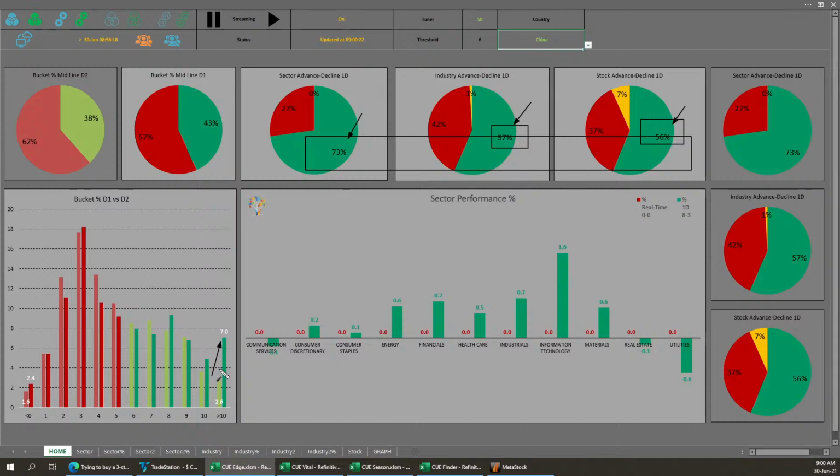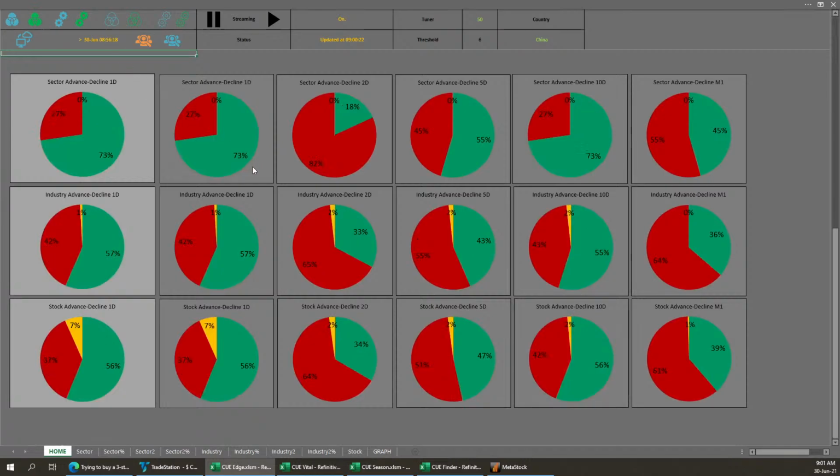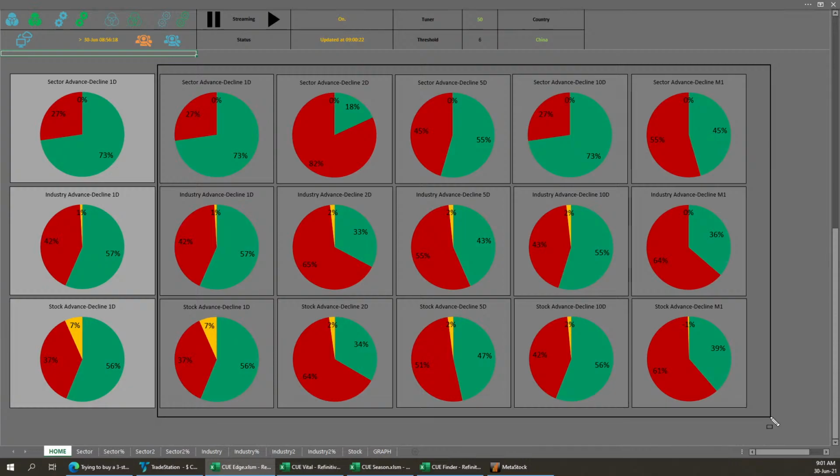The percentage of stocks in the most extreme high bucket went up, whereas percentage of stocks in the most extreme low bucket, both high and low bucket went up. Just let me spend one more minute analyzing this. The sector, industry, stock advance decline, that is not giving a clear bullish or bearish picture for the China market.